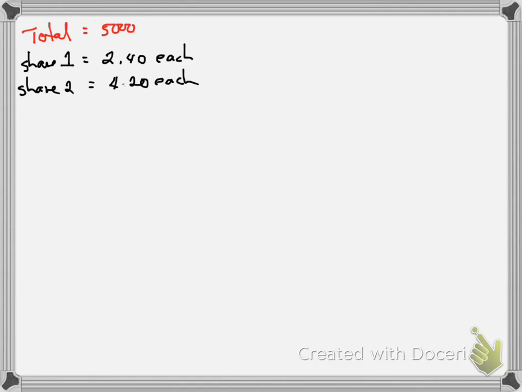So in other words, an equation would be 2.4 lots of x's, because I'm going to call this here x, I'm going to call this one here y, plus 4.2 lots of y's, which is share 2, and that's going to come to a grand total of $5,000. In other words, x number of $2.40 shares plus y number of $4.20 shares have to equal 5,000.